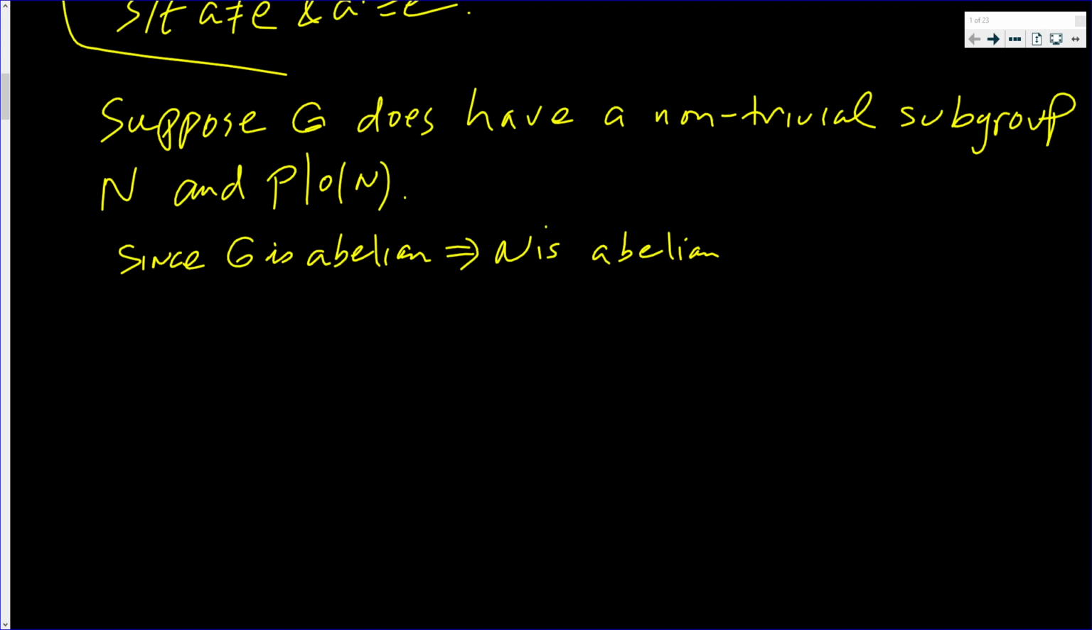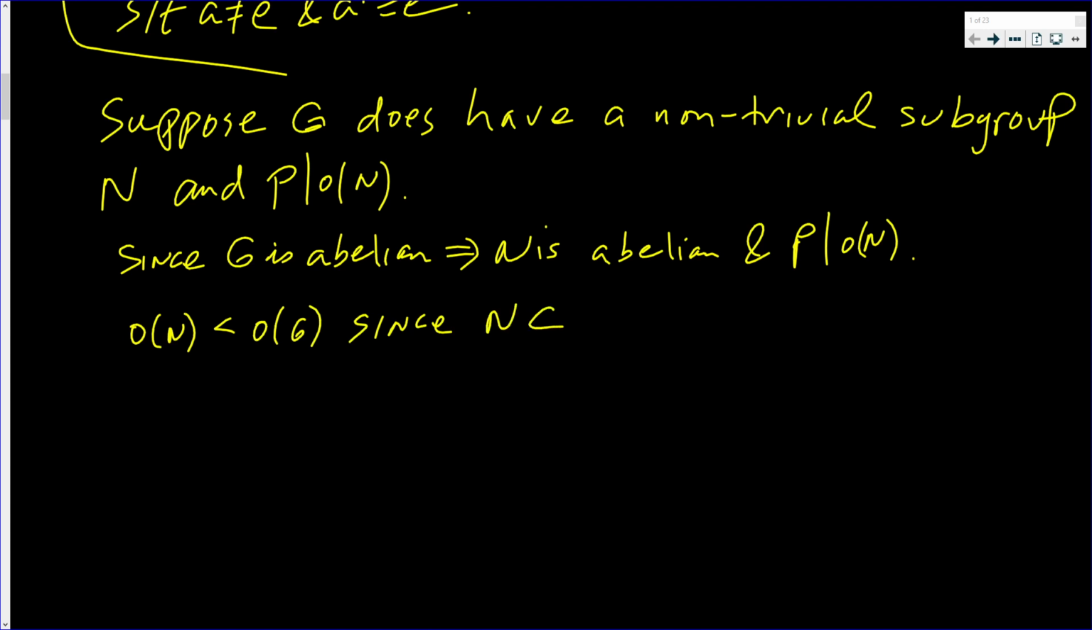So N is abelian, and P divides the order of N. Okay. Now, the order of N is less than the order of G, since N is a subset of G but not equal to it. Okay, the number of elements in N is less than the number of elements in G. So we have an abelian group whose order is less than G and P divides it. That's exactly what our inductive hypothesis is for.